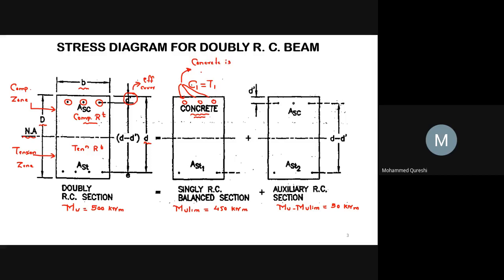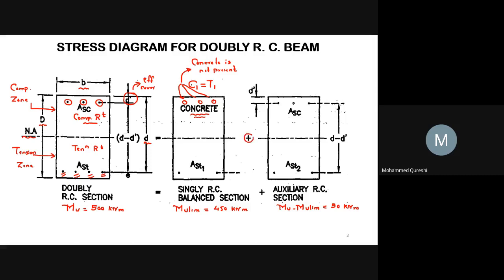Concrete is not present in the singly RC balanced section. Just remember this word; it is most important. And in our WRC section, in the tension zone, 1, 2, 3, and 4 bars are provided. What we are going to do is divide the WRC section into two parts. Our first part is the singly RC balanced section and our second part is the auxiliary RC section.